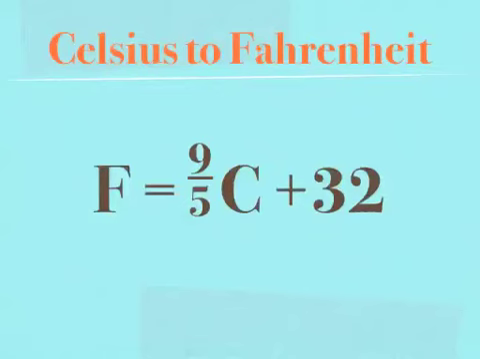Now, if I am given degrees Celsius and I want to find degrees Fahrenheit, I'm going to use this formula. It says F for Fahrenheit equals 9/5 times C, which would be your degrees Celsius, plus 32. Notice in this case I don't have any parentheses. I am going to have to multiply 9/5 times the degrees Celsius first and then add 32 to that answer to find degrees Fahrenheit.